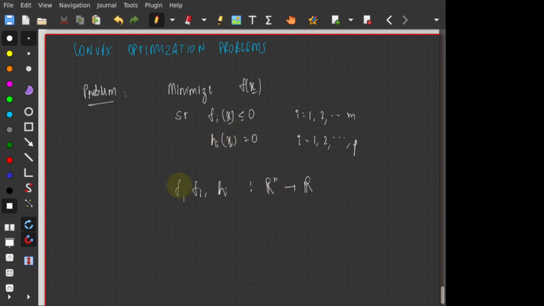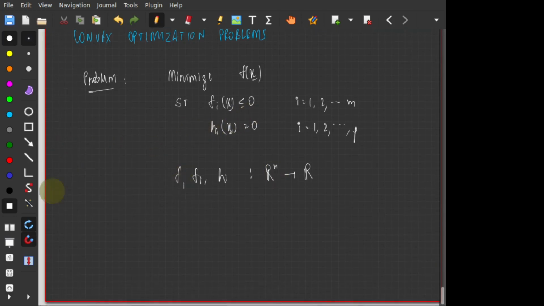Okay, so I have these two types of constraints, inequality constraints and equality constraints. Now first let's look at the constraint set. I'll define the constraint set as the set of all x in Rn that satisfies all the constraints.